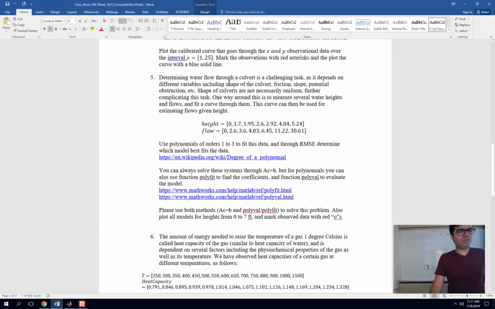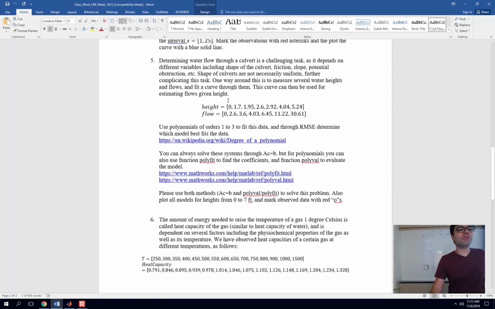Determining water flow through a culvert is a challenging task, as it depends on different variables, including shape of the culvert, friction, slope, potential obstruction, etc. Shape of the culverts are not necessarily uniform, further complicating this task. One way around this is to measure several water heights and flows and fit a curve through them. The curve can be used for estimating flows given height.